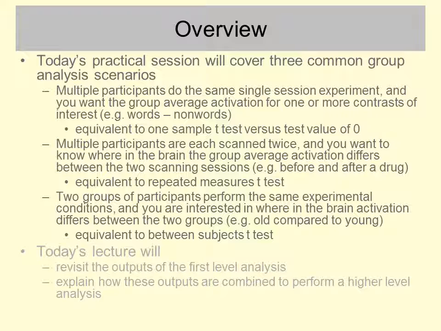Finally is the independent or between groups t-test, where you get 2 separate groups of participants to perform the 2 experimental conditions. And you're interested in where in the brain activation differs between the 2 groups. So you might be comparing old people with young people, or you might get one single sample and randomly divide it into 2, and group A get one experimental condition and group B did another experimental condition, and you just did that because it wasn't psychologically practical to give both experimental conditions to the same group of people.